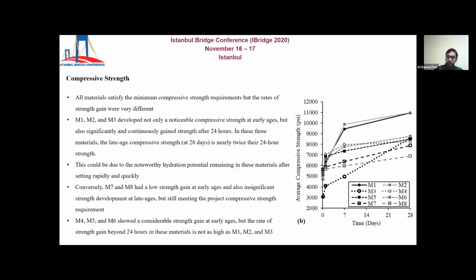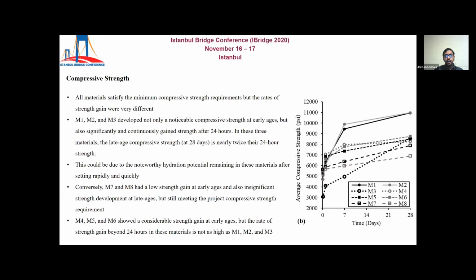This plot shows the rate of development of compressive strength. These rates are very different for each material. M1, M2, and M3 develop not only noticeable compressive strength at early ages, but also significantly and continuously gain strength after 24 hours. In these 3 materials, the late age compressive strength, or 28-day compressive strength, is nearly twice their 24-hour strength. This could be due to the hydration potential remaining in these materials after setting rapidly and quickly.